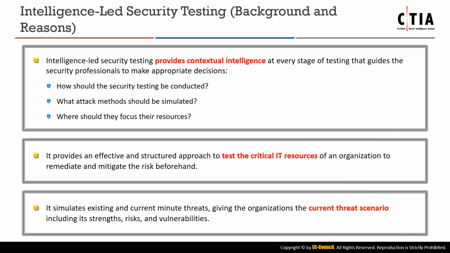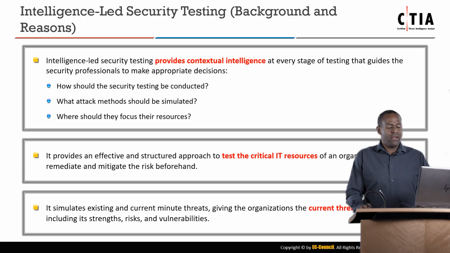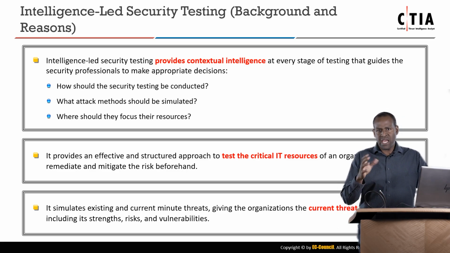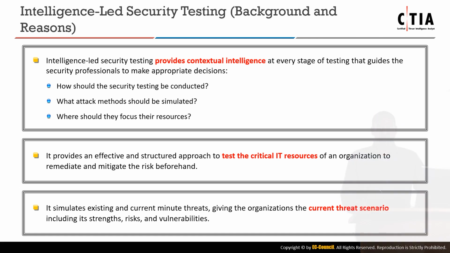Next, it simulates the existing and current threats, giving that organization the current threat scenario, including strengths, risks, and vulnerabilities. So this is where we do our actual hacking. And when we say simulating a threat, that means that we take an existing system and we either virtualize it and then simulate an attack against it, or back it up and then run an attack against the actual system to show that that vulnerability exists so that we can understand how to mitigate and remediate that threat.